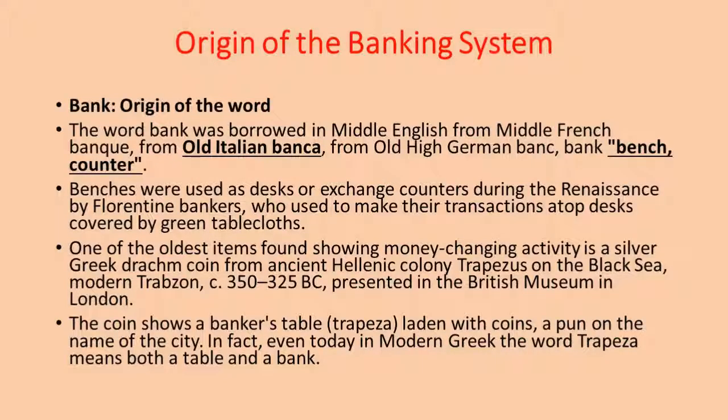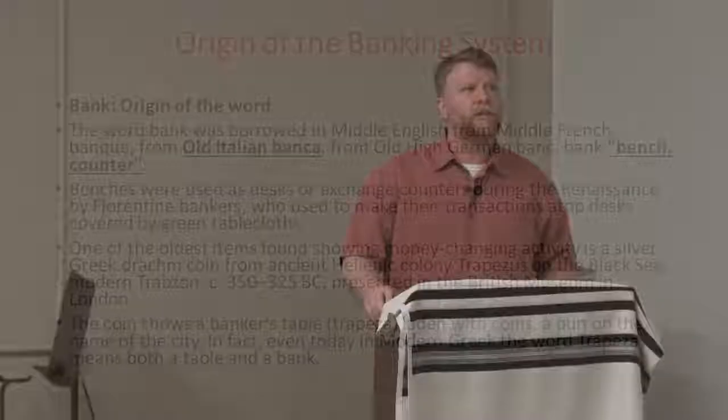Greenback. One of the oldest items found showing money changing activity is a silver Greek drachma coin from the Hellenic colony of Trapezus on the Black Sea, modern Trapezoid, from 350 to 325 BC, presented in the British Museum of London.